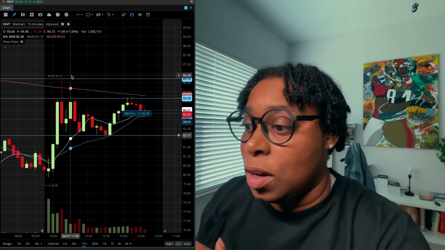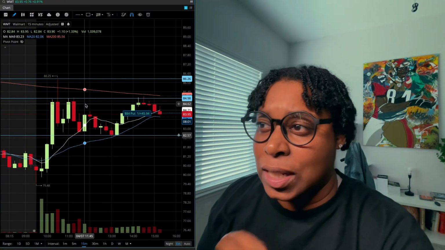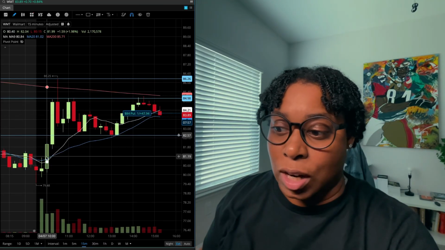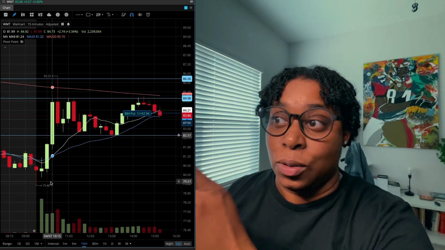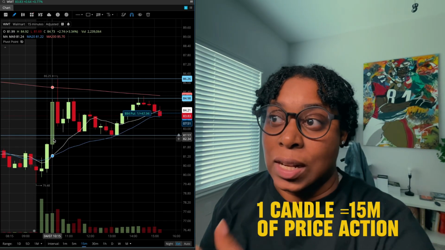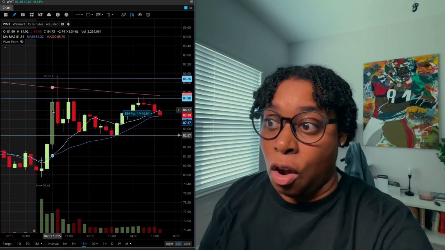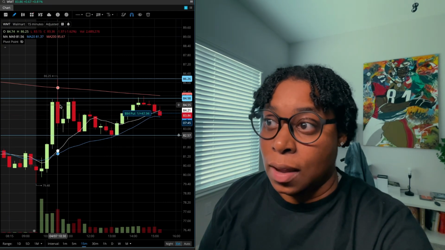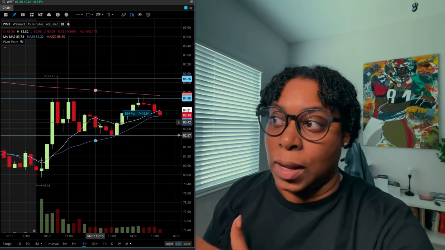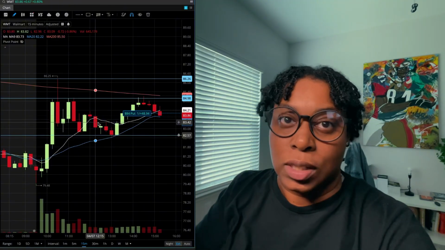Now, what we're going to do here is, we are on Walmart, and I am on the 15-minute time frame. If you are not familiar with the time frames, each candle equals that particular time frame. So one candle is 15 minutes of price action. All of this happened in 15 minutes. This right here is the same thing. Each candle is what took place in 15 minutes. What was the high? What was the low? What was the open? What was the close?